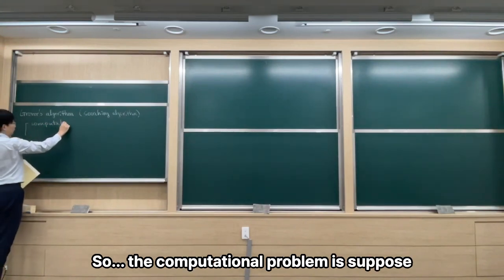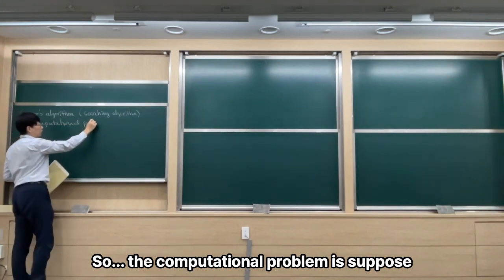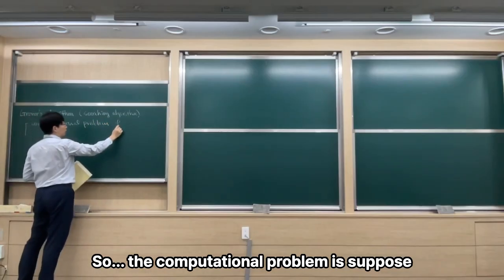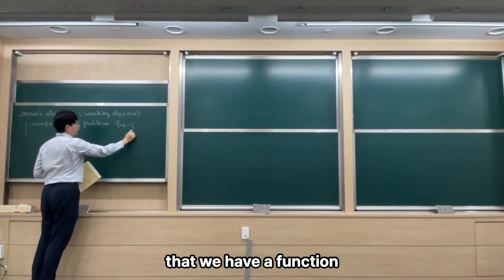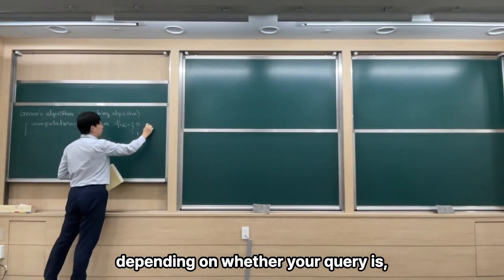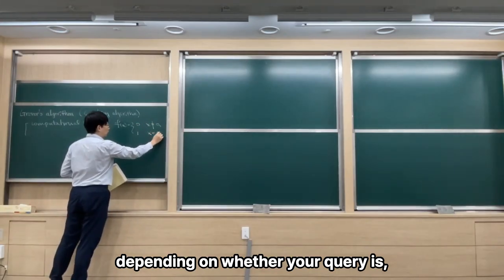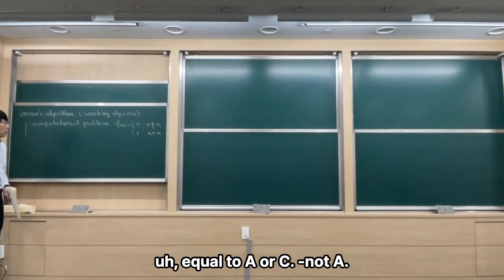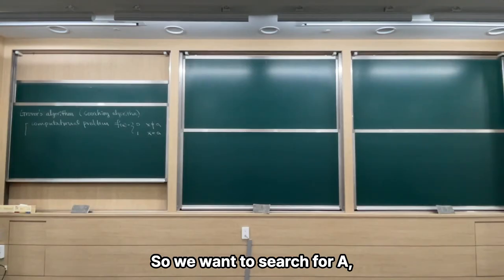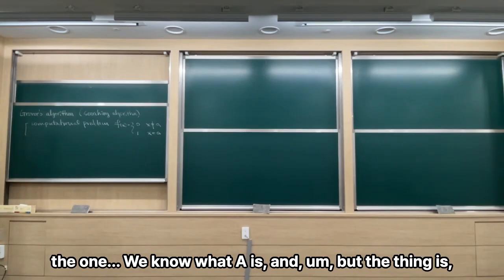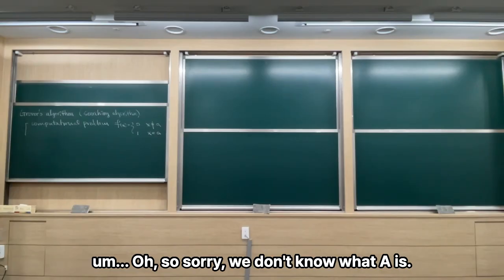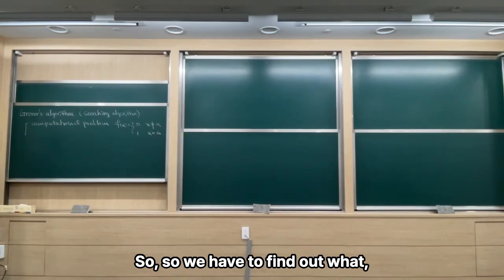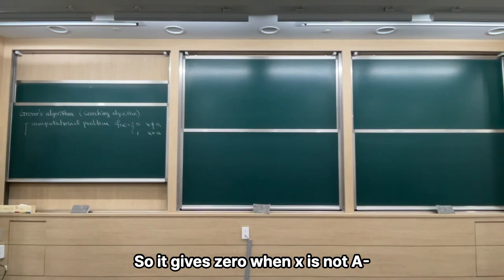So the computational problem is, suppose that we have a function that gives 0 or 1, depending on whether your query is equal to A or not A. So we want to search for A. We don't know what A is, so we have to find out what we are looking for. It gives 0 when x is not A, and it gives 1 when x is A.